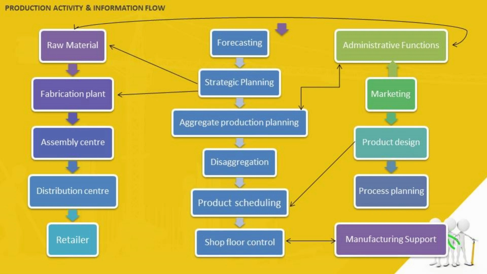So first, let's understand the decision hierarchy, which is in the middle column. Here, first is the forecasting, that is the Purvanuman, which was like a tarot card reader for any industry. Followed by that, we have strategic planning. It comes under production planning. And then aggregate production planning and disaggregation.